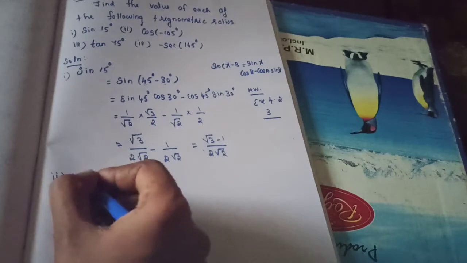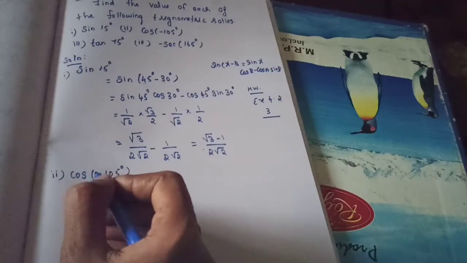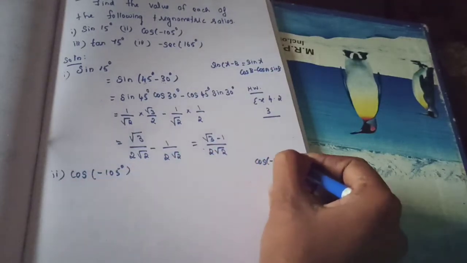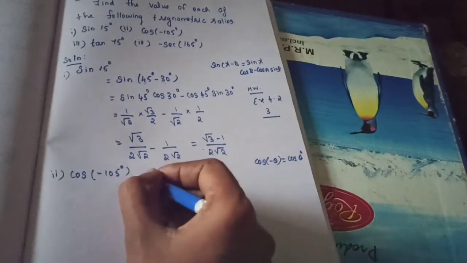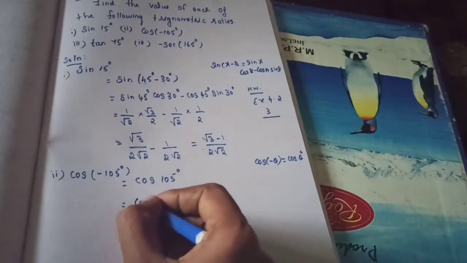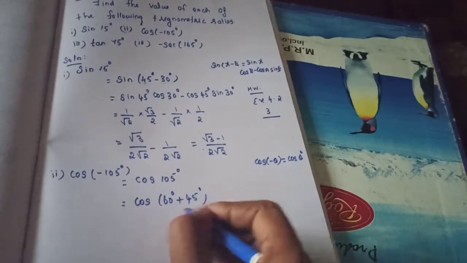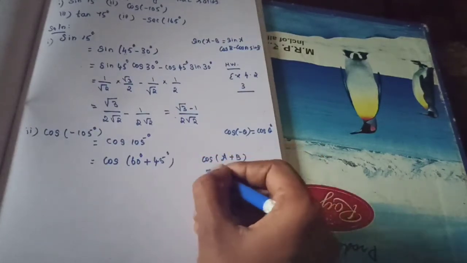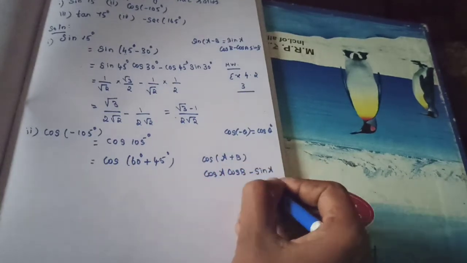Second one is cos of minus 105 degree. How will we split this? Cos of minus theta, what's the formula? You learned it in the last section. Cos of minus theta is cos theta. So that's equal to cos 105 degree. We are going to split this as cos of 60 degree plus 45 degree. So we can use the cos A plus B formula. What's the formula for cos A plus B? Cos A cos B minus sin A sin B.